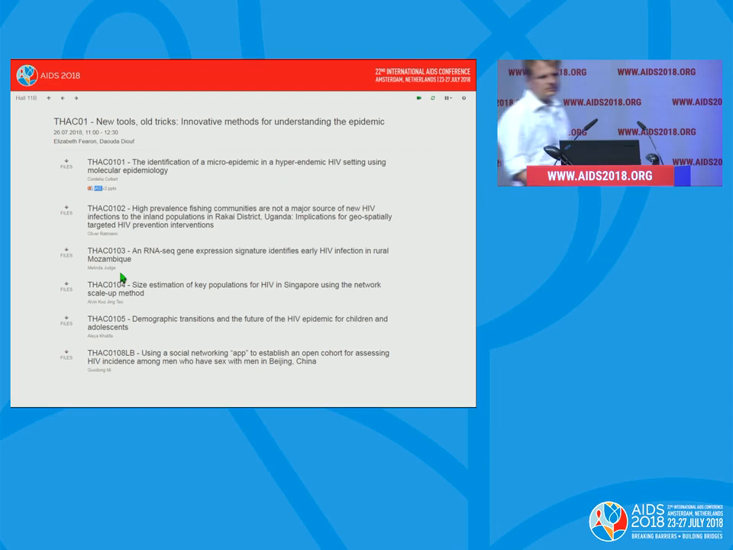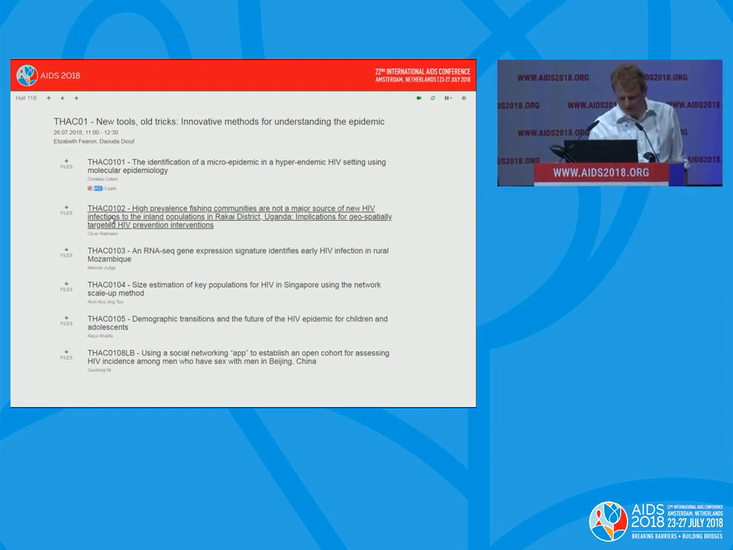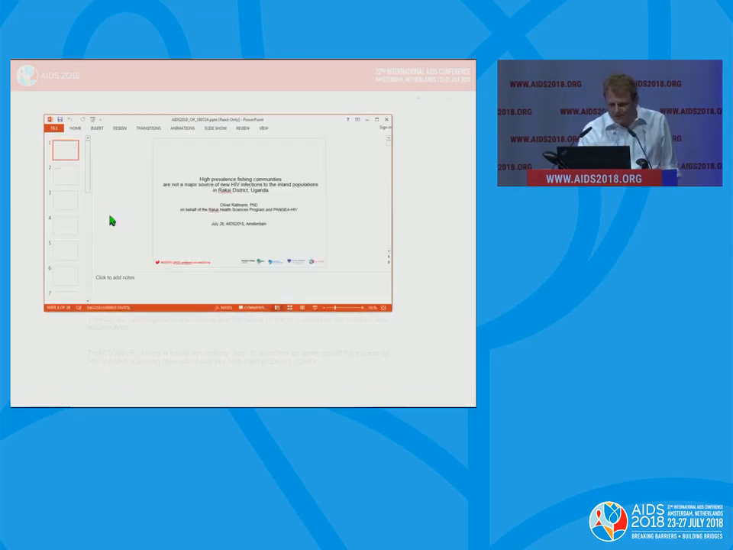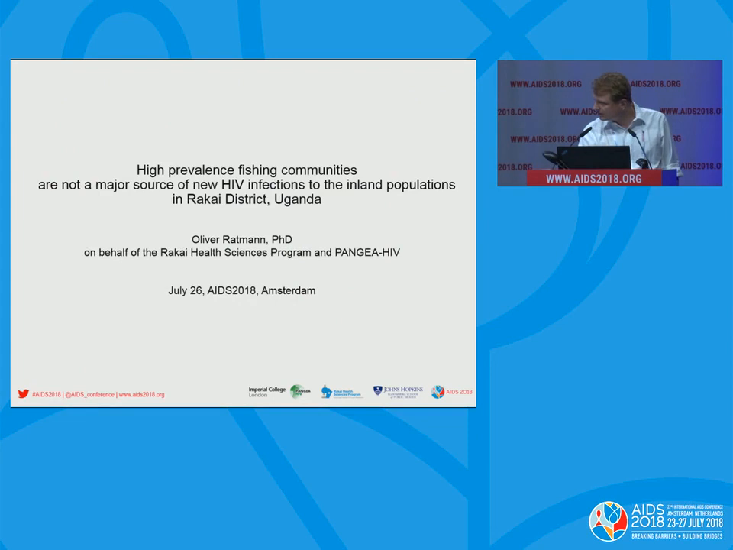Our next speaker is Dr. Olivier Redman, who is a lecturer in statistics at Imperial College in London. Olivier's research focuses on statistical and viral phylogenetics methods for characterizing the spread of epidemics, especially HIV. He's going to share with us his findings from a recent study from the Rakai Health Sciences Program on the impact of hotspots on the spread of HIV/AIDS.